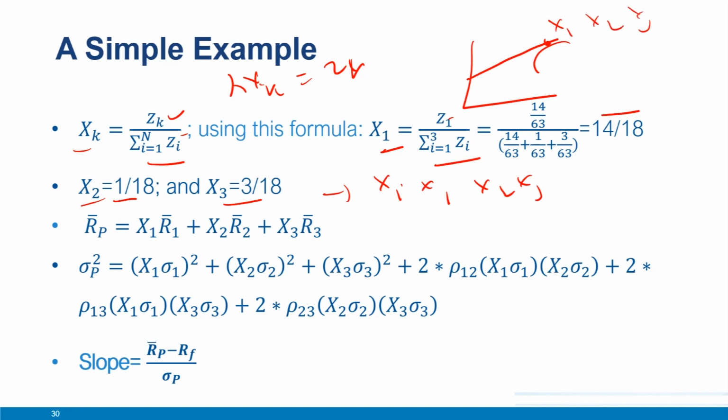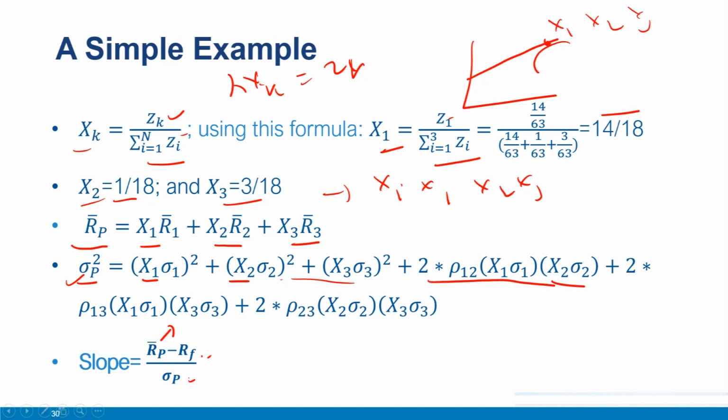Now it's very easy to identify the expected return on the portfolio, which is x1 r1 bar plus x2 r2 bar plus x3 r3 bar. Similarly, the risk of the portfolio can be obtained with x1 sigma 1 square, x2 sigma 2 square and so on, and then the covariance term, 2 times rho 1 2 x1 sigma 1 x2 sigma 2. So we can now compute this, and the slope is rp bar minus rf upon sigma p. Since we have now rp bar and sigma p, we can get the slope value as well.